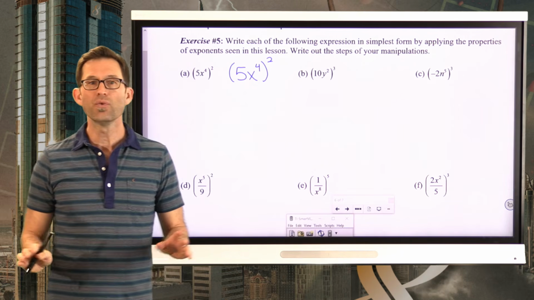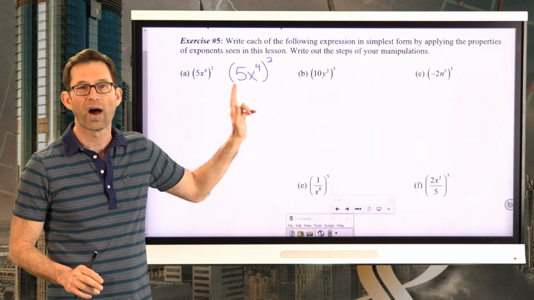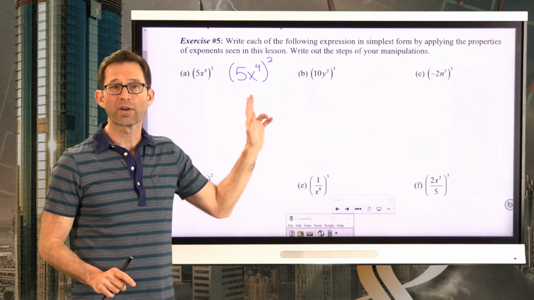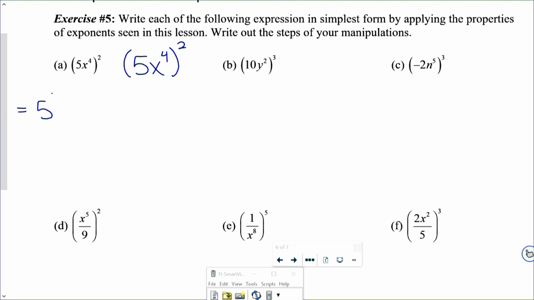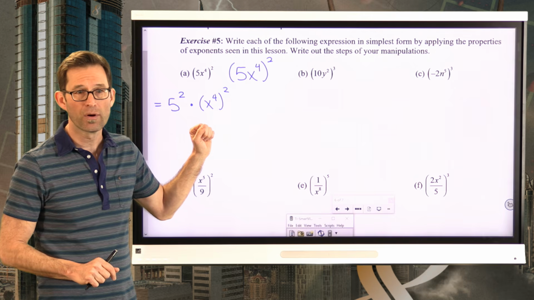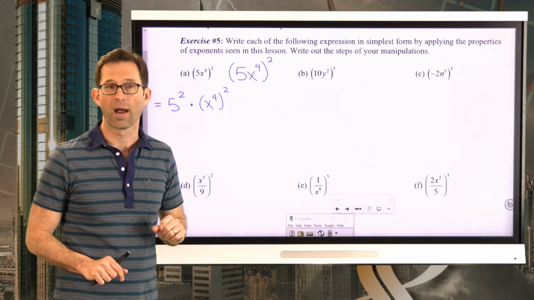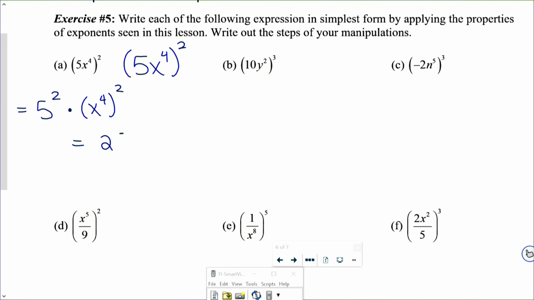Okay, so I've got two properties I have to use. One, I have a product going on inside of here, 5 times x to the 4th. Now, we saw that exponent rule that says if I have a product raised to an exponent, that exponent gets applied to both parts of the product. So I'm going to have to raise 5 to the 2nd power, and I'm going to have to raise x to the 4th to the 2nd power. Now 5 to the 2nd power, that's simple. That's 5 times 5, or 25.